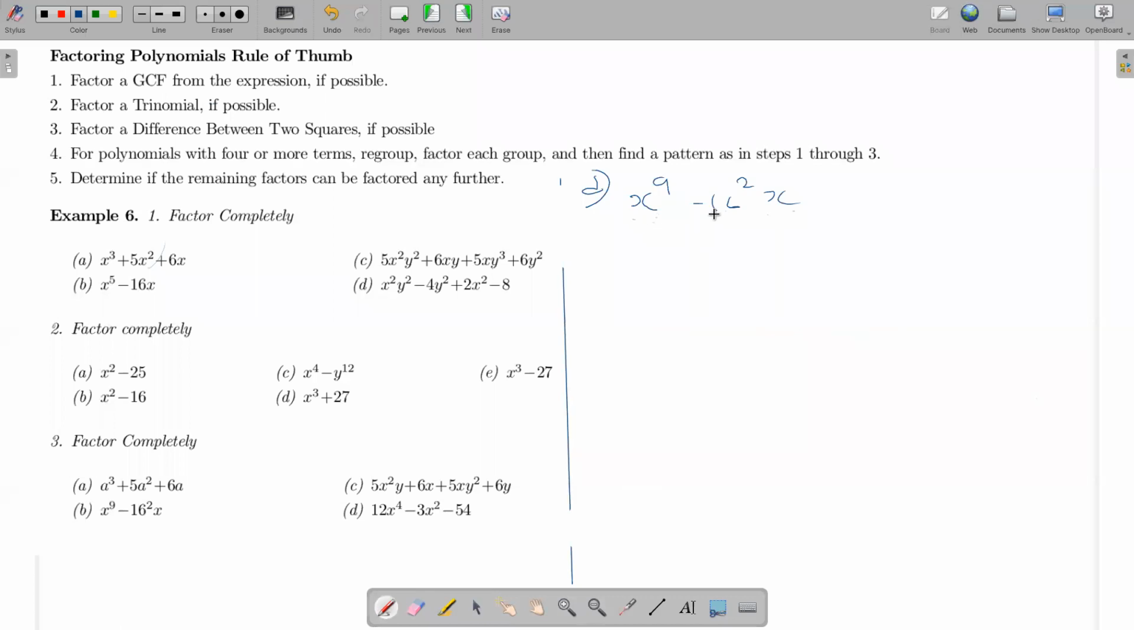So first I look at this problem. Okay, this one has a common x. Always we start with a common x. I pull the common x out.